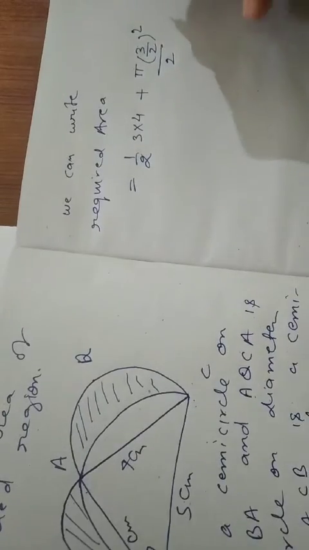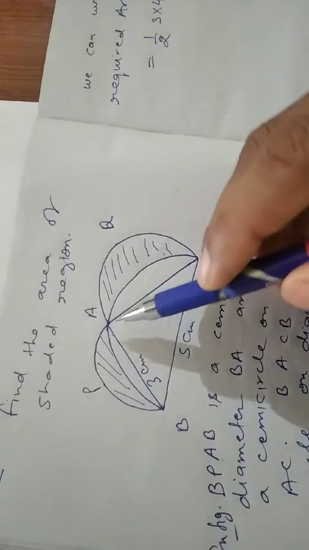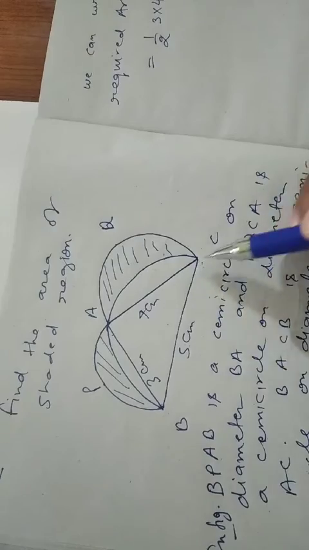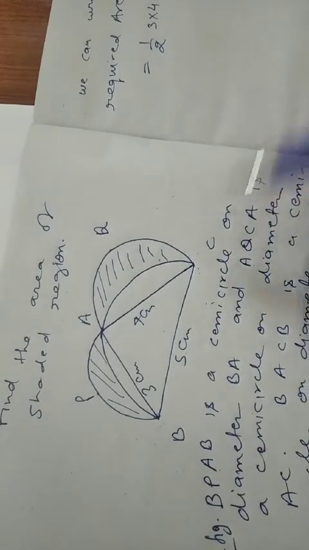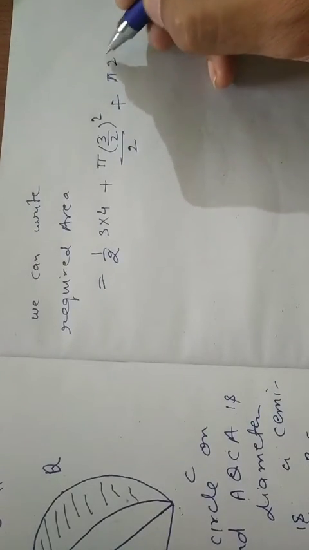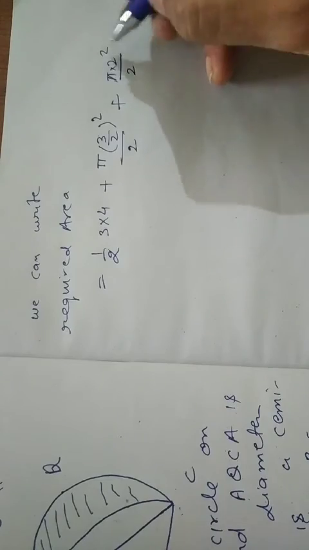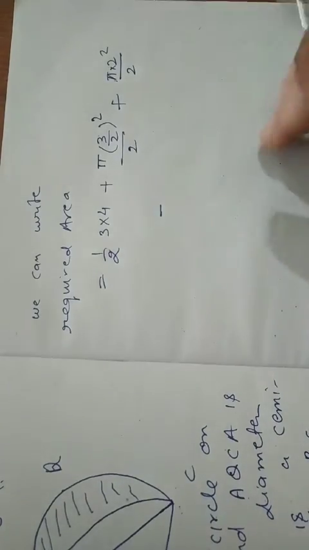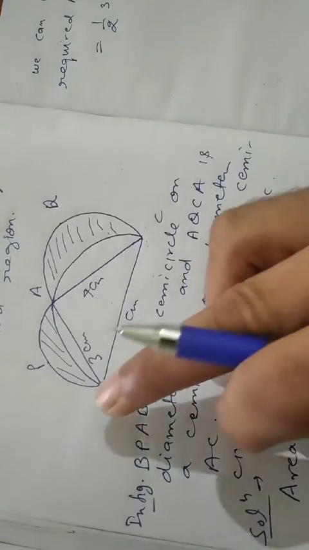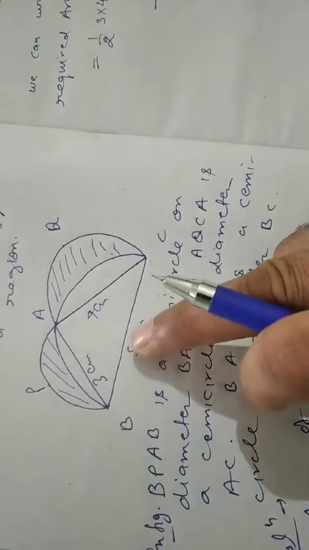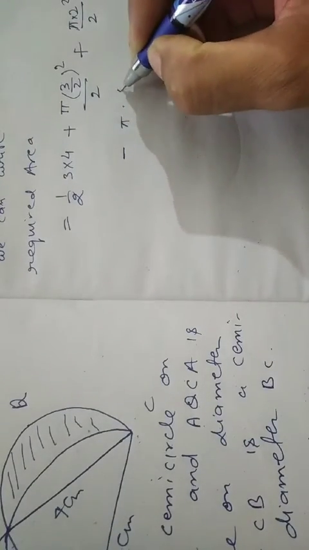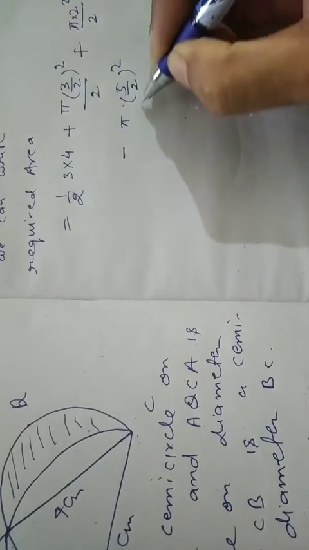This is the area of the semicircle, plus area of semicircle on AC as diameter. AC is 4 centimeter, radius is 2 centimeter. Pi into 2 square upon 2, pi r square by 2, minus area of semicircle on BC as diameter. So BC is 5 centimeter, radius is 5 by 2 centimeter. So area will be equal to pi into 5 by 2 square upon 2.